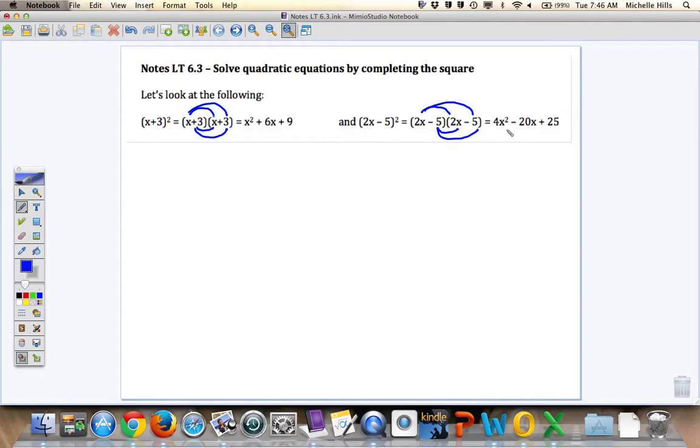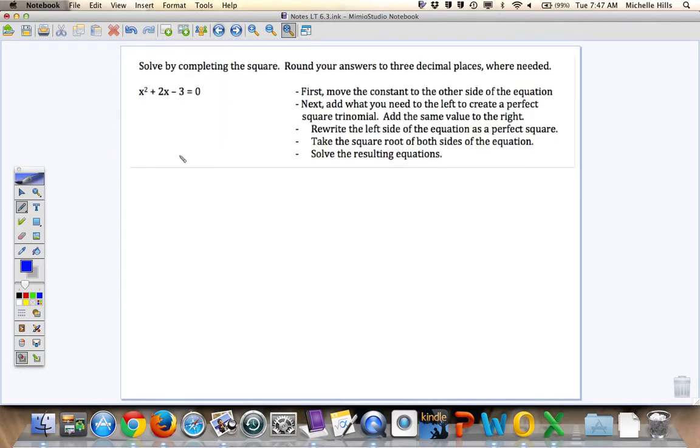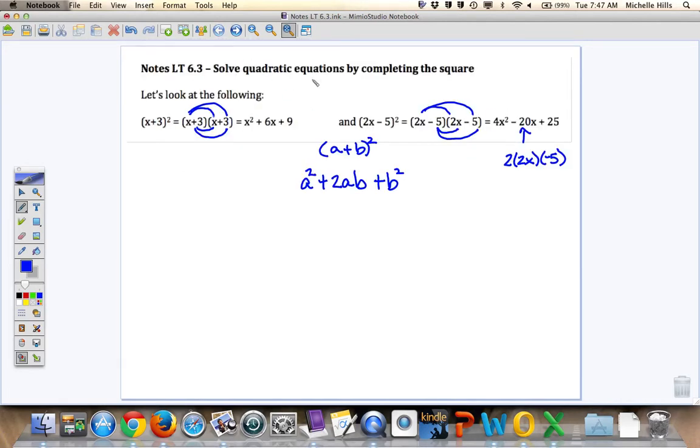So if you see, actually the form of a perfect square trinomial is a squared plus 2 times a times b plus b squared, if my original binomial that I'm squaring is just (a + b) squared. So this is really my 2x multiplied by itself, my negative 5 multiplied by itself, and this is 2 times my 2x times my negative 5. So when I'm completing the square, I'm trying to create a perfect square trinomial.